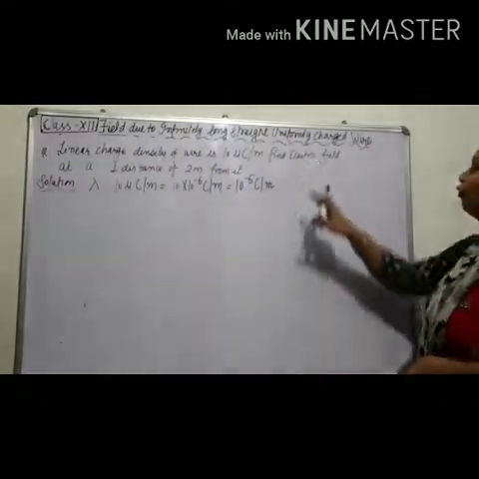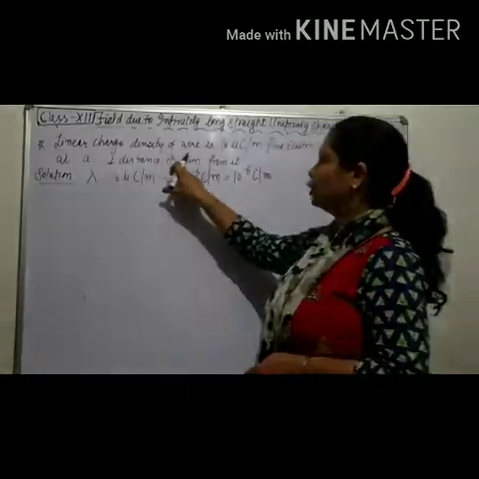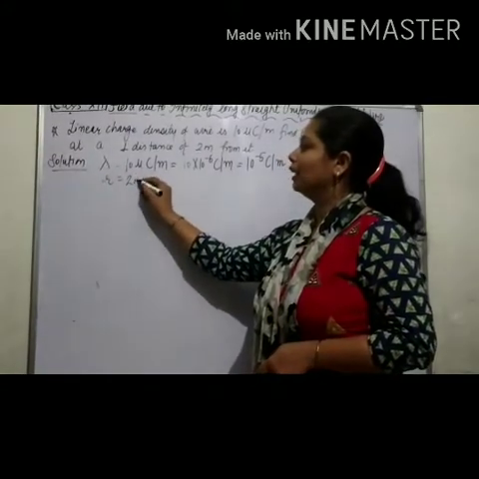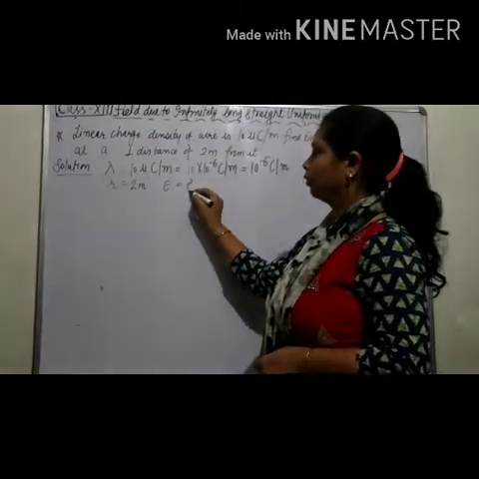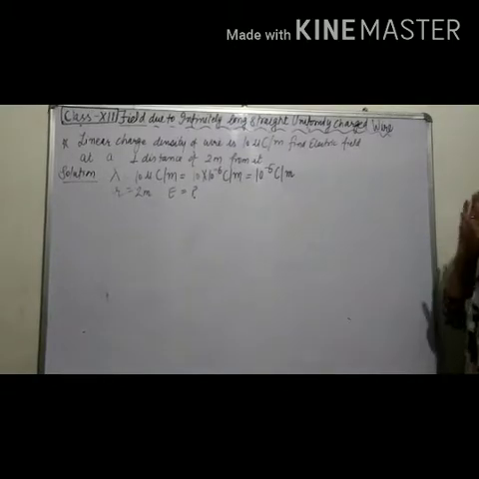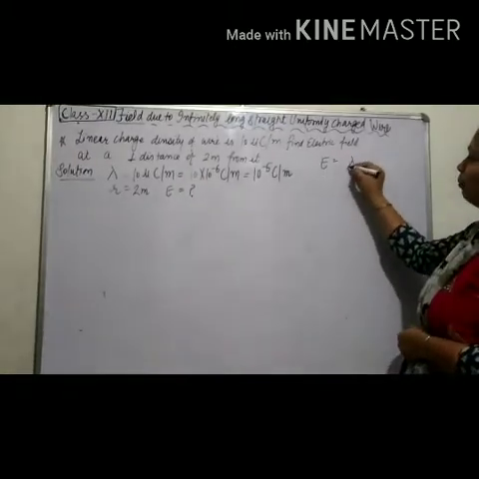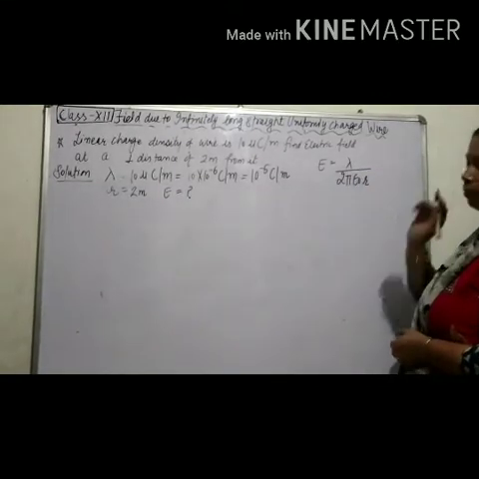We have to find out electric field intensity at a perpendicular distance of 2 meter. So the perpendicular distance is 2 meter, given to us. We have to find out the electric field. In my last video, I derived the conclusion that it was lambda upon 2 pi epsilon naught r.